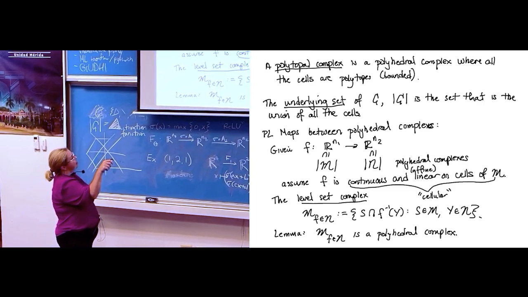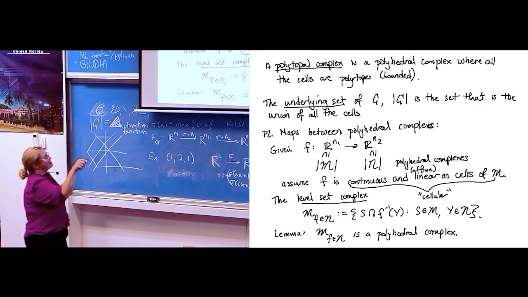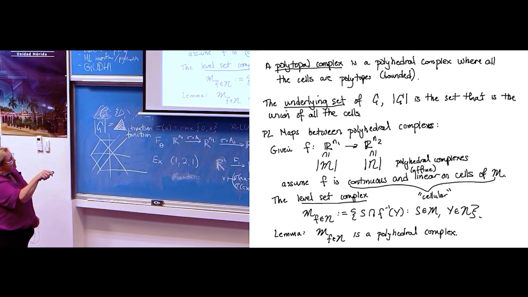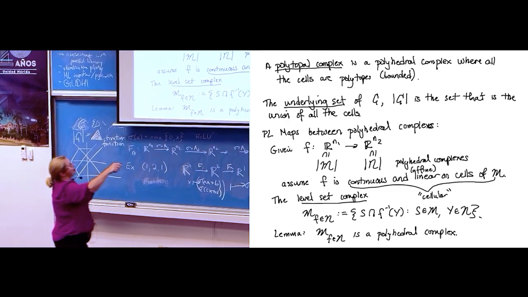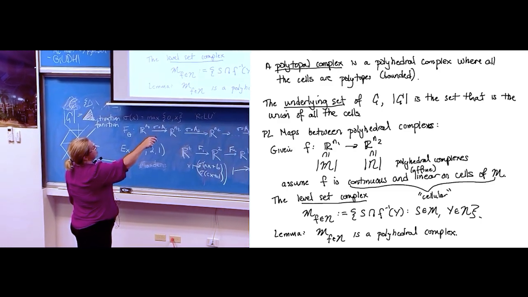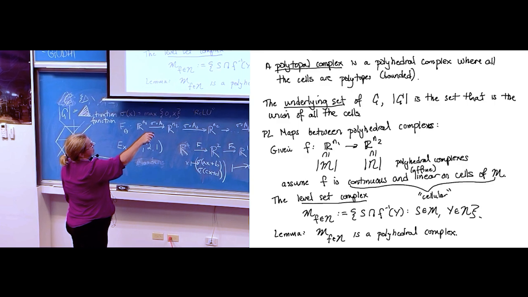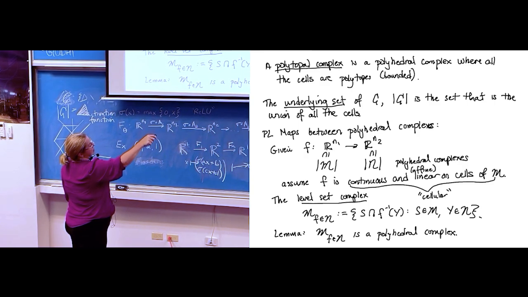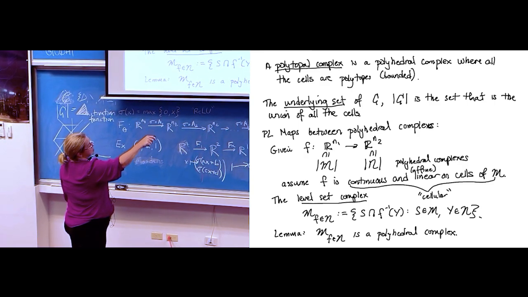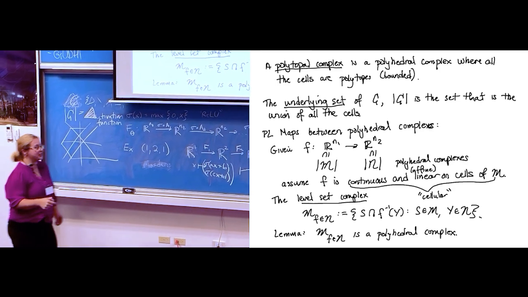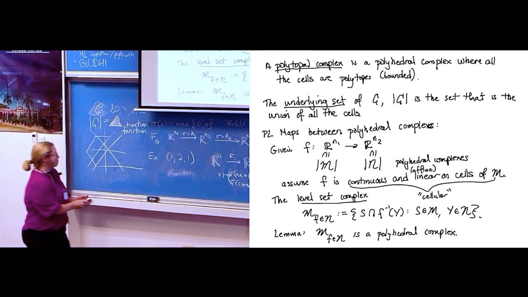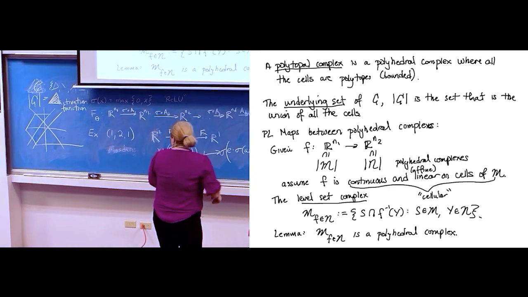If you've got this, then you can define something called the level set complex. M is the complex in the domain, and I'm going to use this notation, f in N. Here's the definition: you take a cell S that's in M, and then you take the pre-image of a cell that's in N, and it's the intersection of those two. Let me do an example.